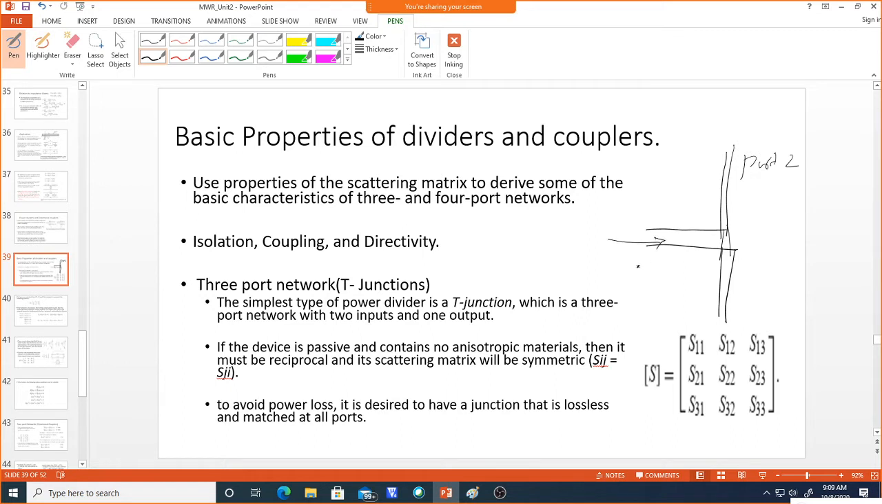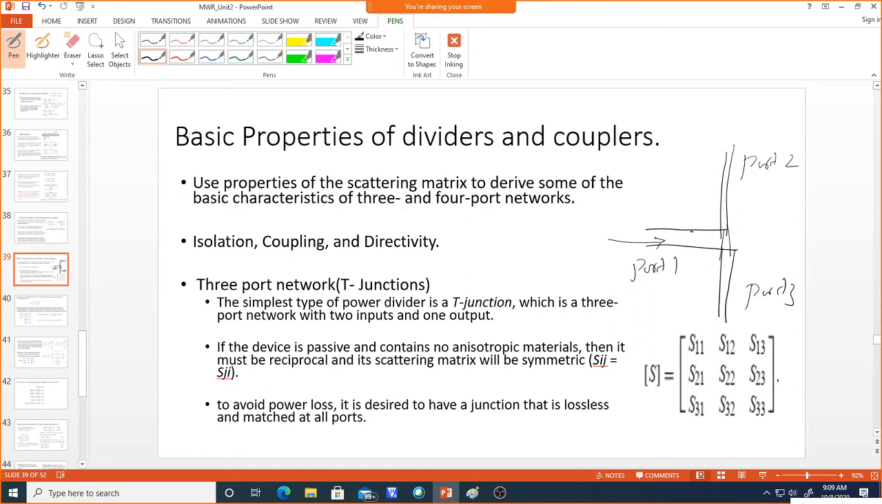So here if I give port 1, and this is port 2 and port 3, this looks like a T junction. If I divide the power equally between port 2 and port 3, this is the T junction. This is the simplest type of power divider. The power will go here as well as here.